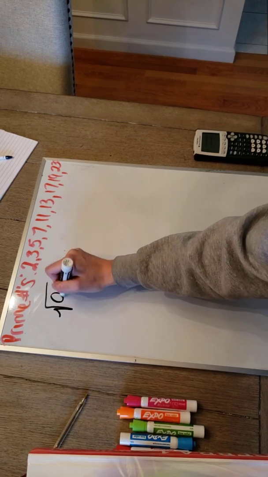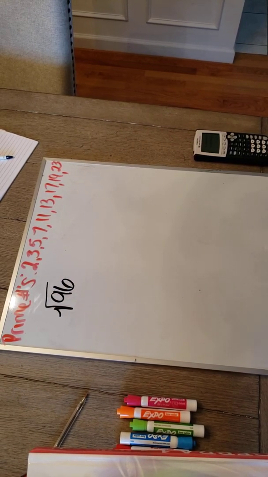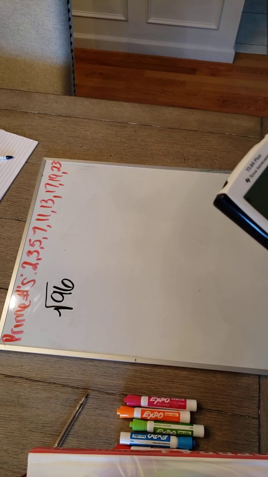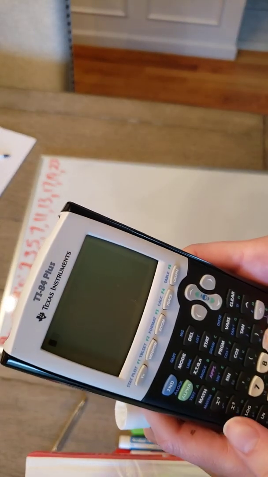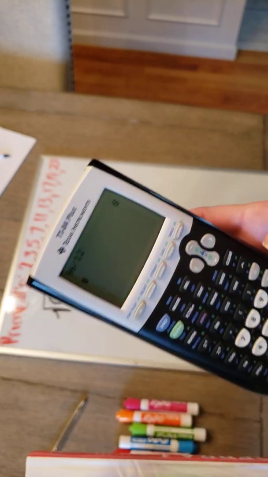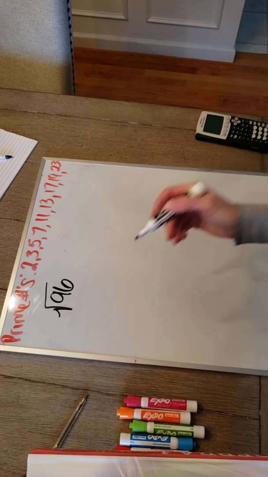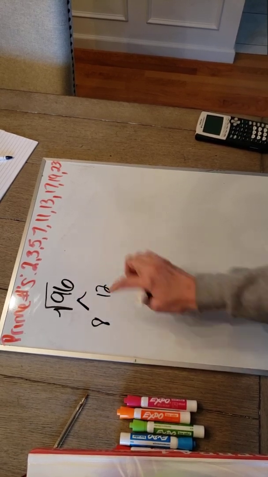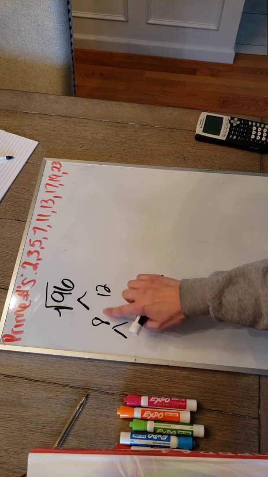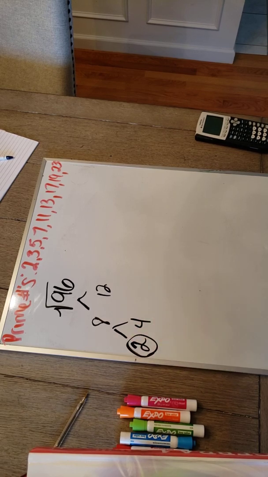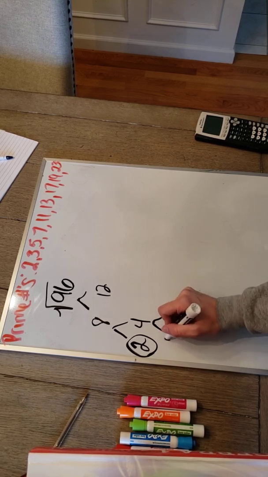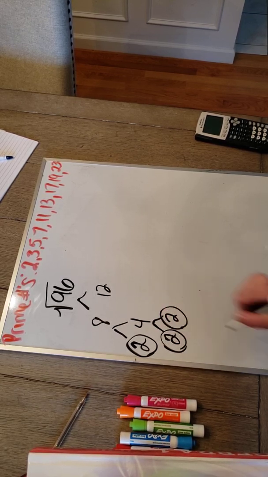So we're going to do the square root of 96. You might say to yourself, oh man, I know 96 is divisible by 12, but I don't remember the other number. Well, take your calculator, divide 96 by 12, and you see that you get 8. So your 2 factors are 8 and 12. Are either of those prime? Nope, so we got to keep going. What times what is 8? 2 times 4. 2 is prime, so circle it. We got to break down 4. What times what is 4? 2 times 2. Circle your primes.